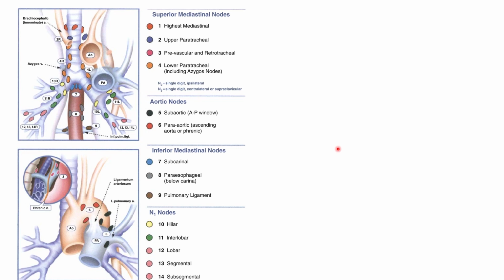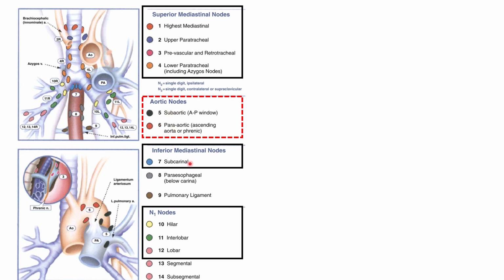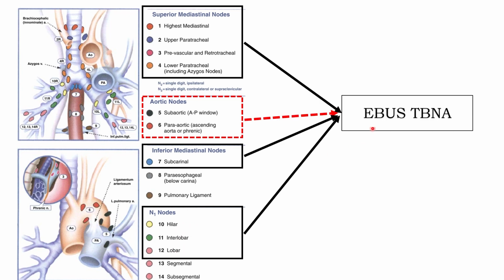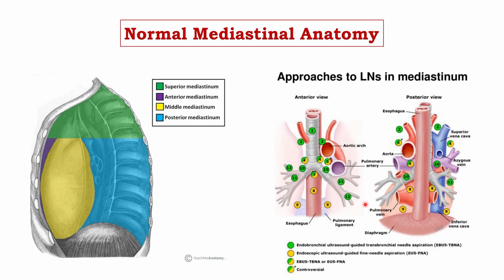As explained by the previous speaker, this is the classification of the lymph nodes. These are the superior mediastinal nodes, that is the 1, 2, 3, 4. Then the aortic nodes, these are 5 and 6. The inferior mediastinal, that is 7. And of importance for a pulmonologist are then the 10, 11 and 12. These are the ones which are approachable by the EBUS TBNA. This set 5 and 6 is not approachable. And then there are nodes which are approachable by the EUS-FNA, which will be explained by another speaker in the due course of the event today.